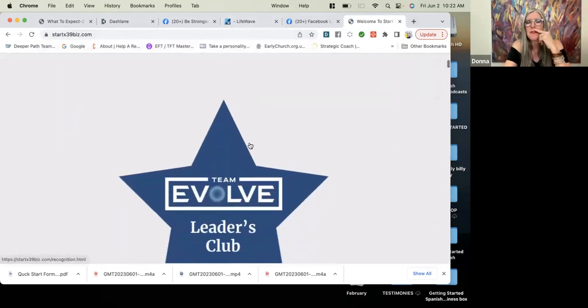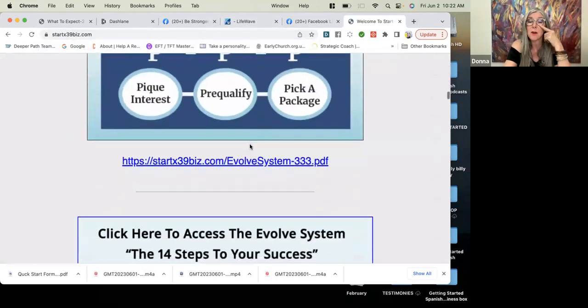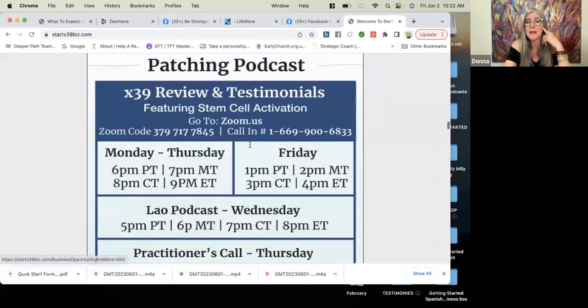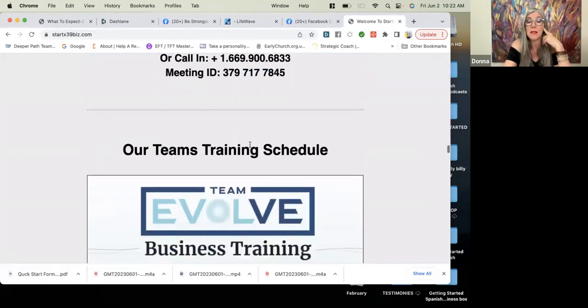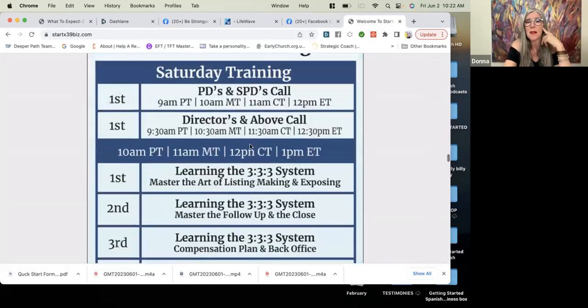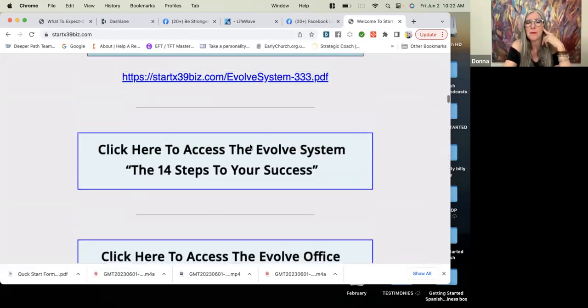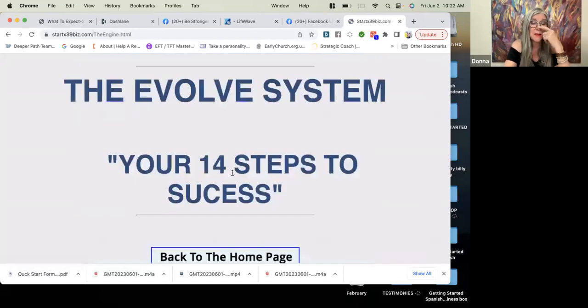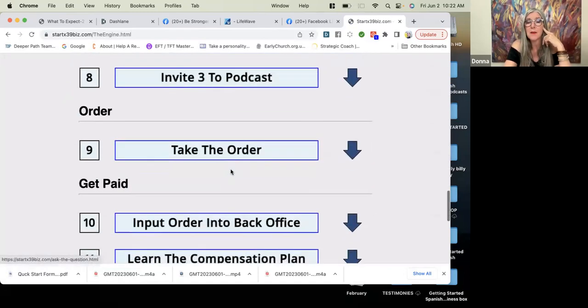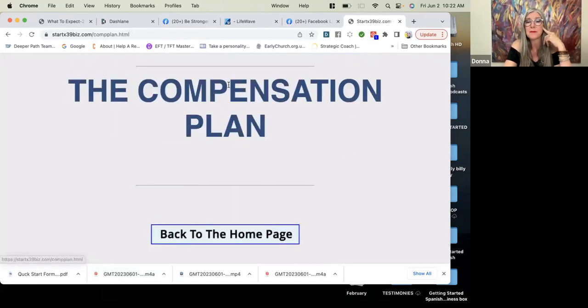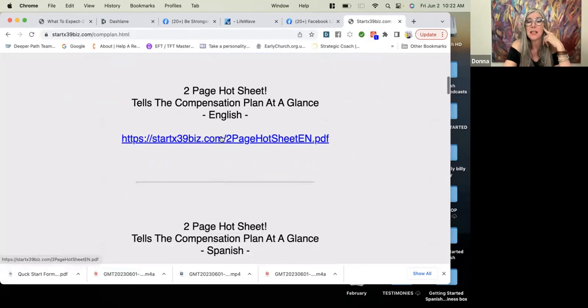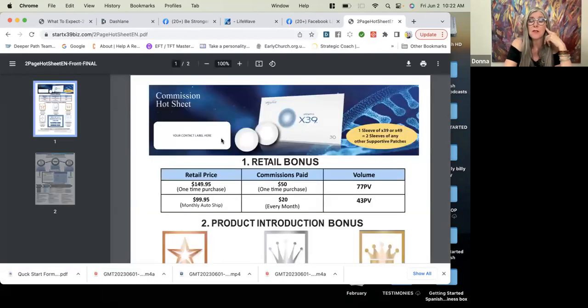I'm going to go in and find the hot sheet. The hot sheet is considered compensation. I've gone to our business site, which is startx39biz.com. And I am going to the 14 steps of success, going down to the tab that's called compensation, and hitting the hot sheet. Keep in mind that I already have a video for this in our group, and in our video, I have given you a link for all the forms that you need to use to have your business.